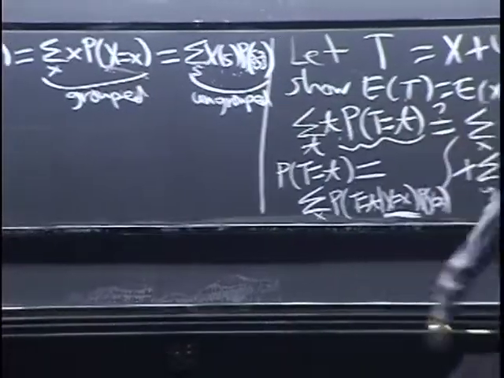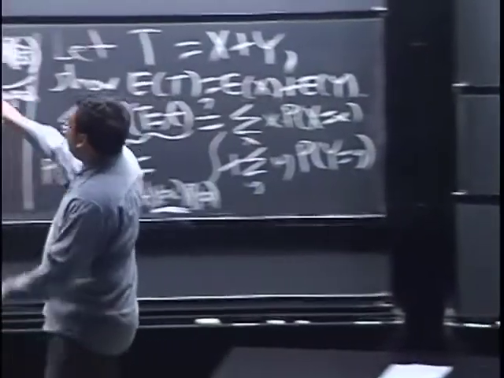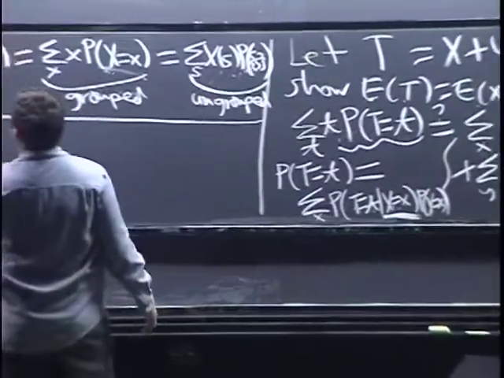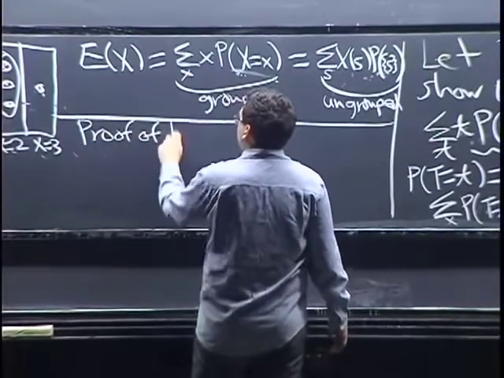Okay? So that's just immediate by thinking of how we could do averages by grouping together terms that have the same value, right? Okay. So that's true for any random variable x. Now let's prove linearity in the discrete case.